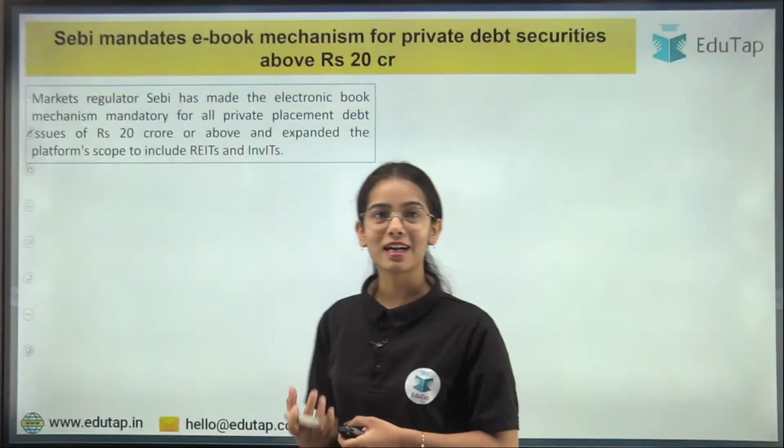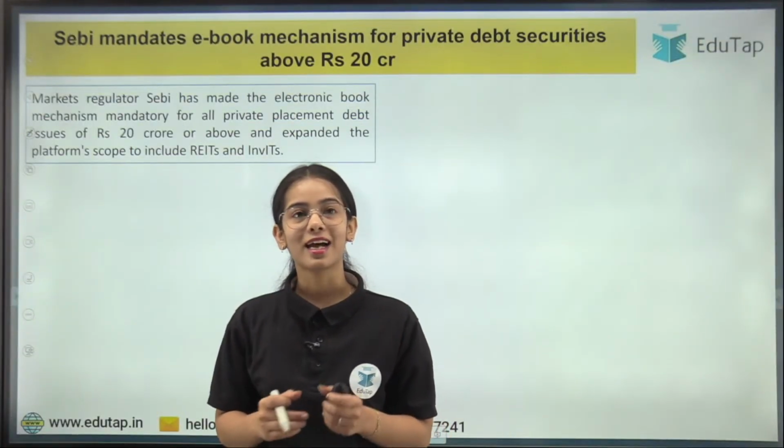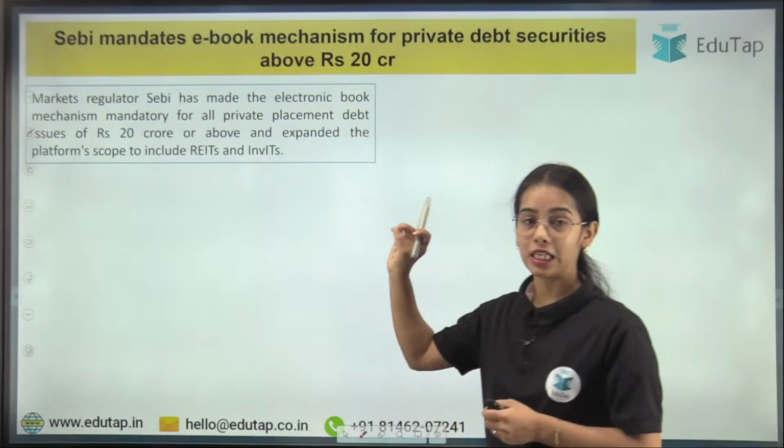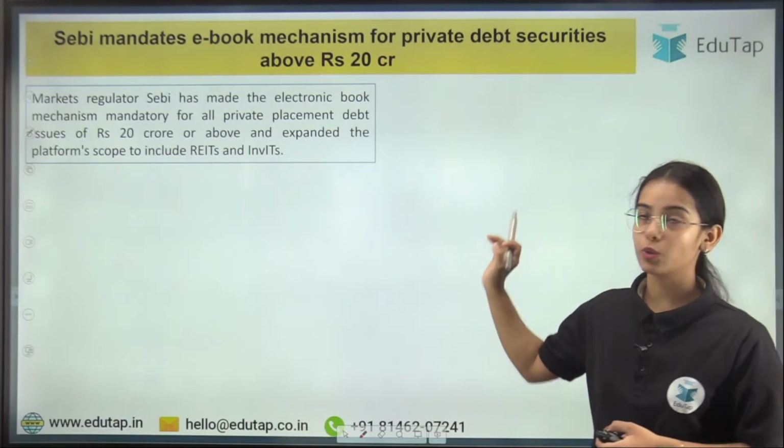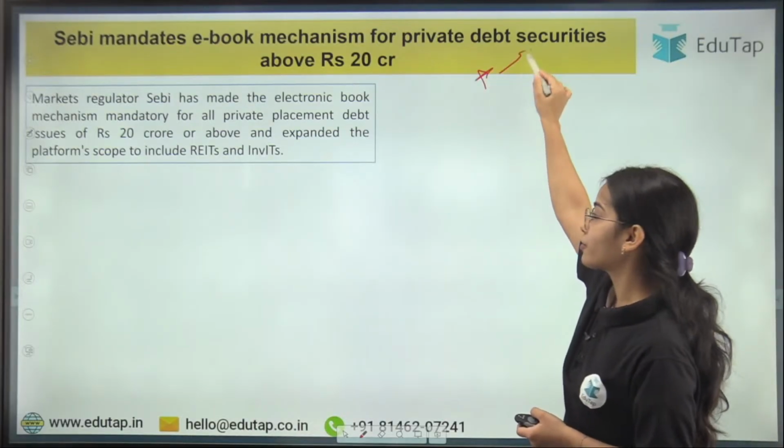Okay, so let's get started with the first news article. That is, the SEBI has mandated the e-book mechanism for the private debt securities above rupees 20 crore. So this is the news article that we have to understand.